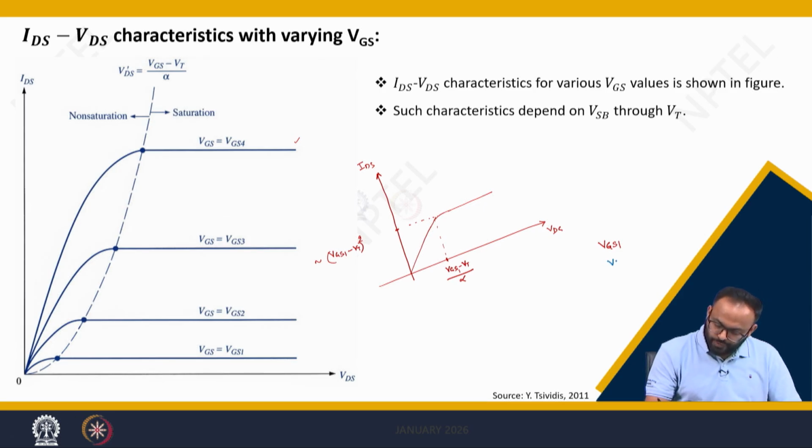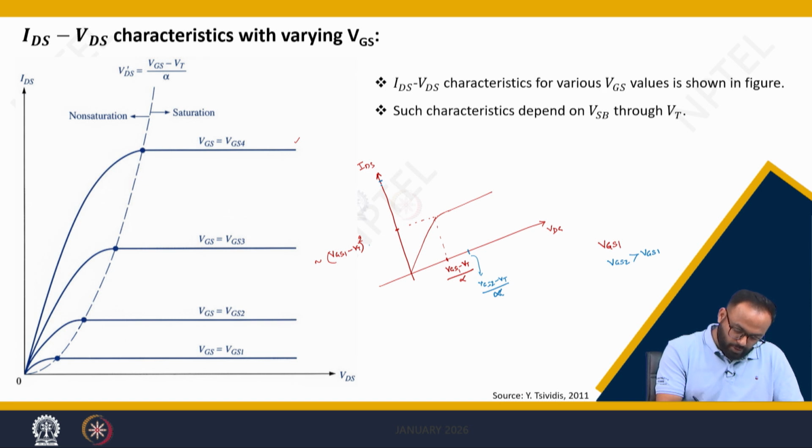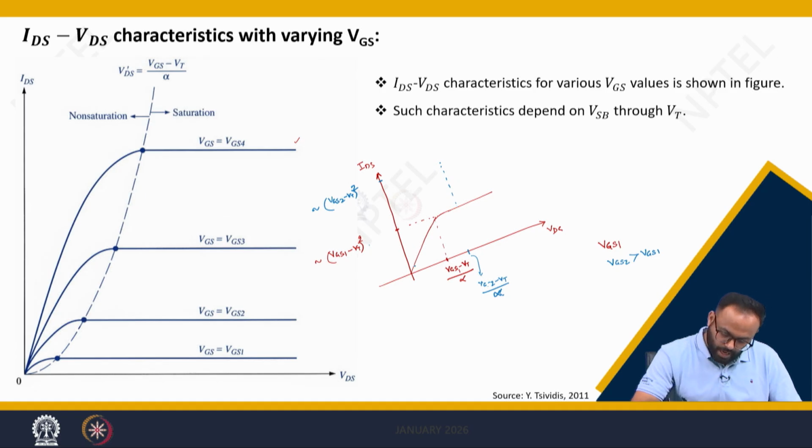Let me change the color of the pen to include another value, VGS2, which is greater than VGS1. Obviously both points will shift. First, if VGS2 is greater than VGS1, this new point will be (VGS2 minus VT) divided by alpha, and this point will shift quadratically. It means if it is 2, that will be 4, if it is 4, that will be 16. So this point will shift as (VGS2 minus VT) to the power of 2, and so this is the new point and this is the graph.